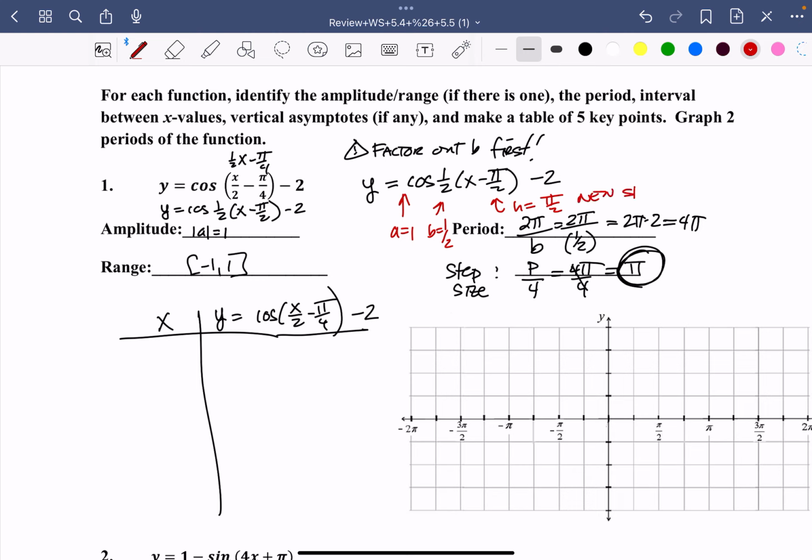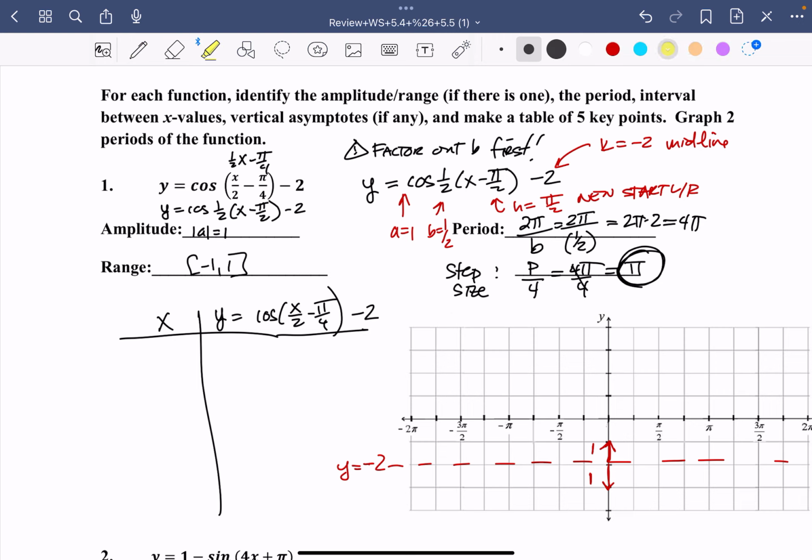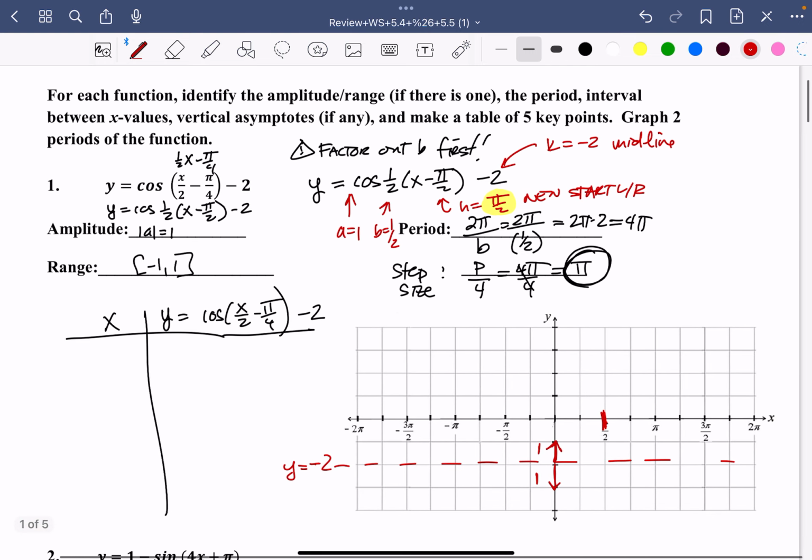That is our new start left to right. And k is equal to -2. That's our new start. That's our midline. Or you can think of it as your new start up and down. That's your midline. So our midline is going to be down here at y is equal to -2. And so if our amplitude is 1, then we're going to go up 1 and down 1 to get to a peak or a valley away from the midline. We're going to start at that new starting value of pi over 2. So we're going to start right here. We're going to take steps of size pi.